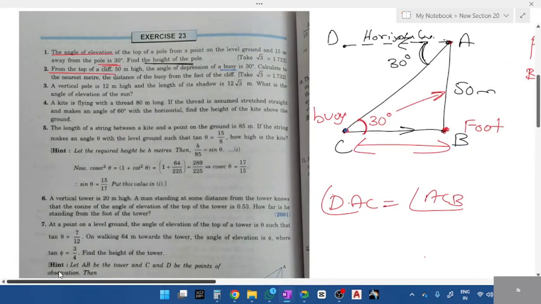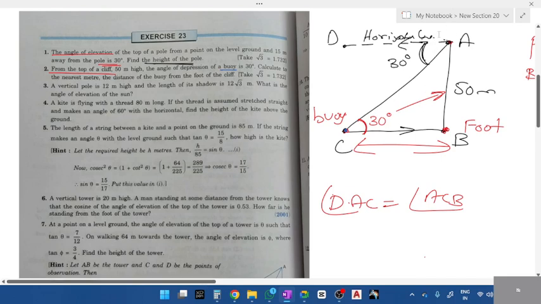Fine. In the second question, which word is mentioned in the first line: angle of depression or angle of elevation? Depression. So where is the depression, students? Is it ACB or DAC? You have to look down, so it is DAC. But why did I write angle C as 30 degrees? What's the reason?